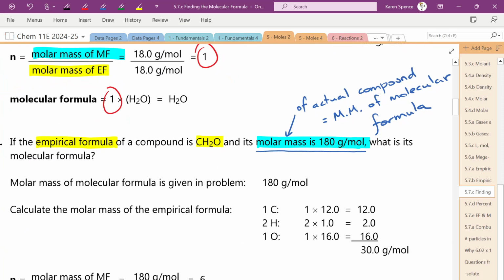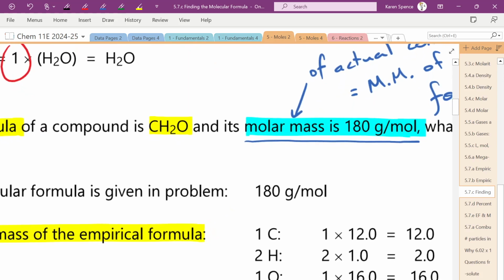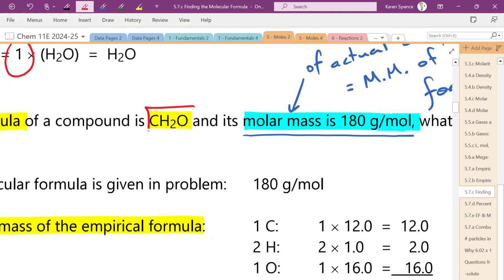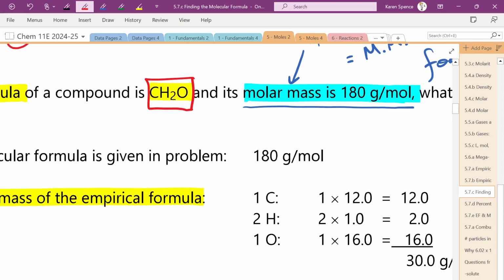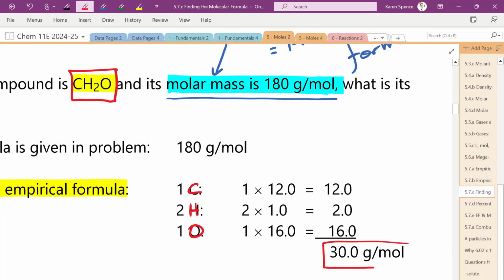We need to know the molar mass of the empirical formula. Our empirical formula is CH2O. So we are going to find our C, our H2, and our O. That's 12 plus 2 plus 16 gives us 30.0. And now we're going to say, how much bigger is my actual compound than my empirical formula? You might even be able to do that in your head. It's 6 times.